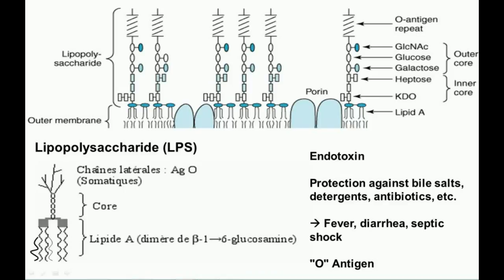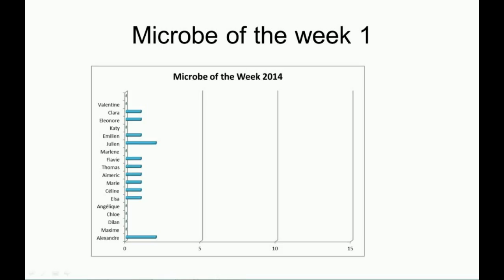Okay, so last week we left off with LPS, its structure and its biosynthetic pathway. And then I left you with a question in the evening, microbe of the week one, which was the following. Mycobacterium tuberculosis has peptidoglycan in its cell wall, but it's resistant to penicillin, cephalosporins, and vancomycin. Why is it so resistant?